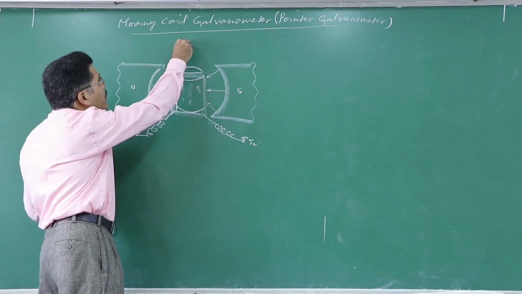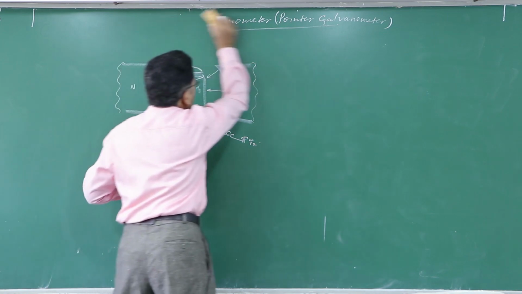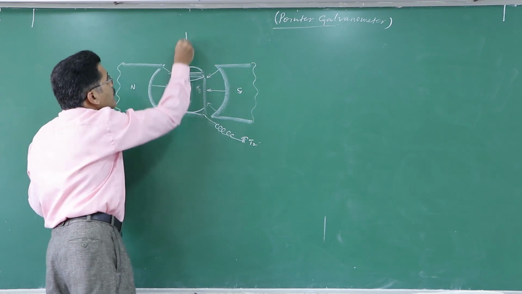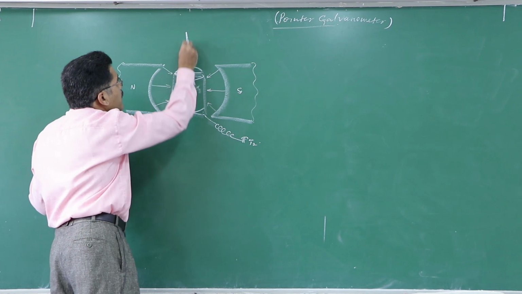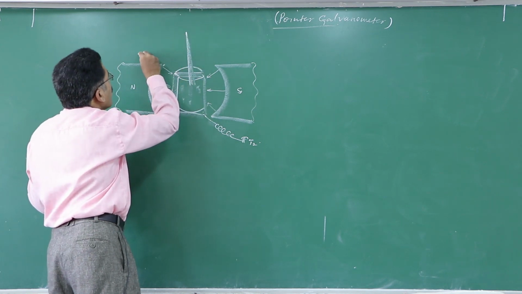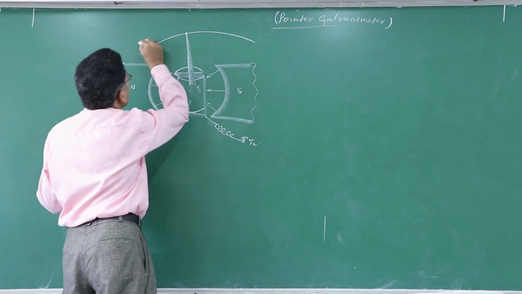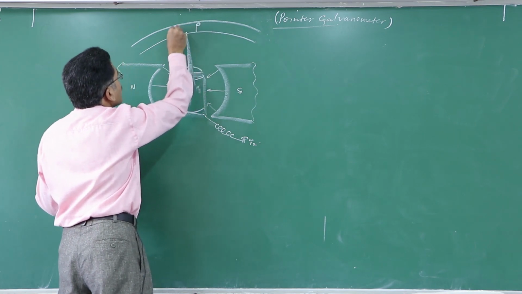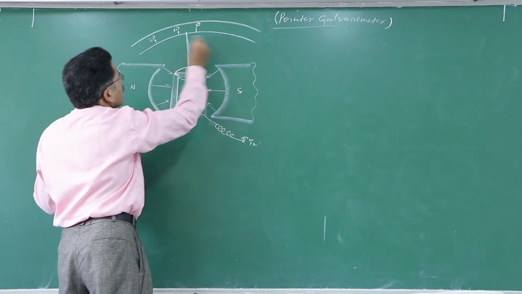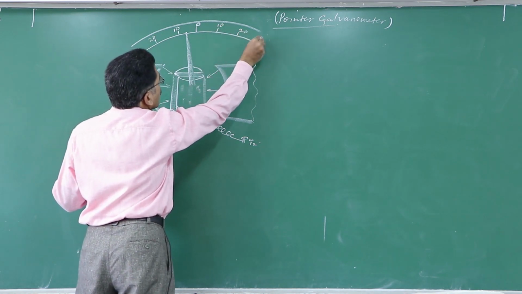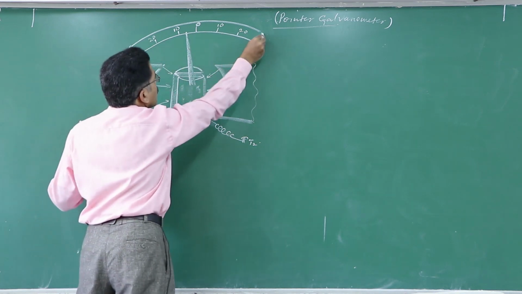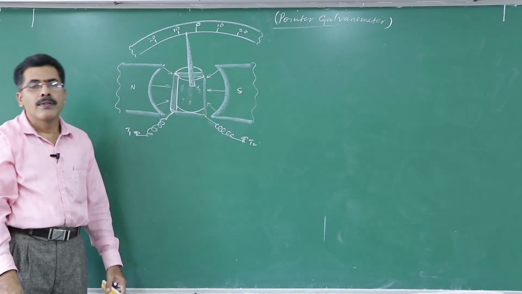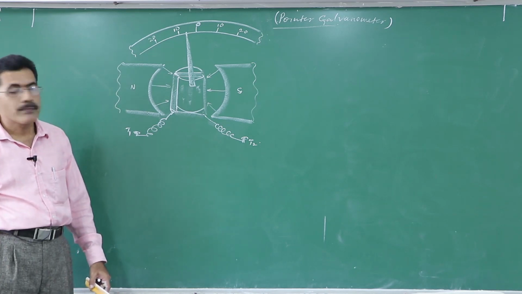A long and light aluminum pointer is attached to this coil, and this pointer is made to move on a semicircular scale graduated into divisions with center 0.